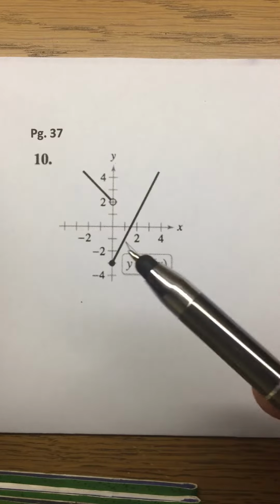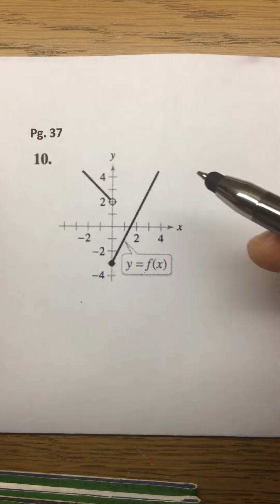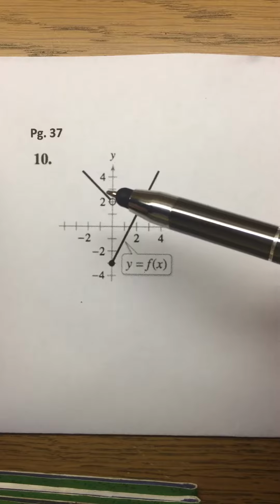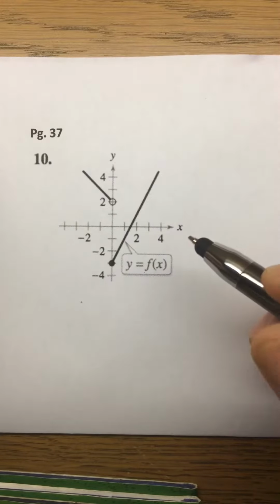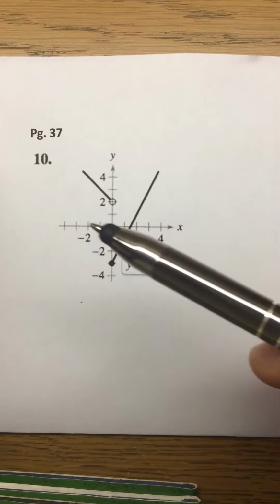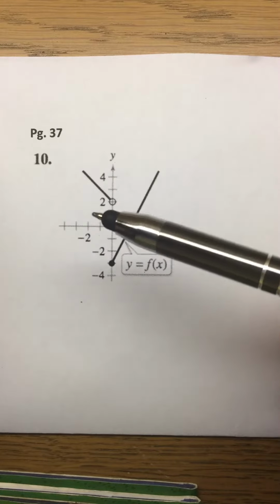Alright, we're looking at number 10 on section 1.3. What we have to do here is find the domain and range. We do have step discontinuity in this function. So the domain, we're just going to read it left to right like you do a book and basically say, okay, which x values have an answer.